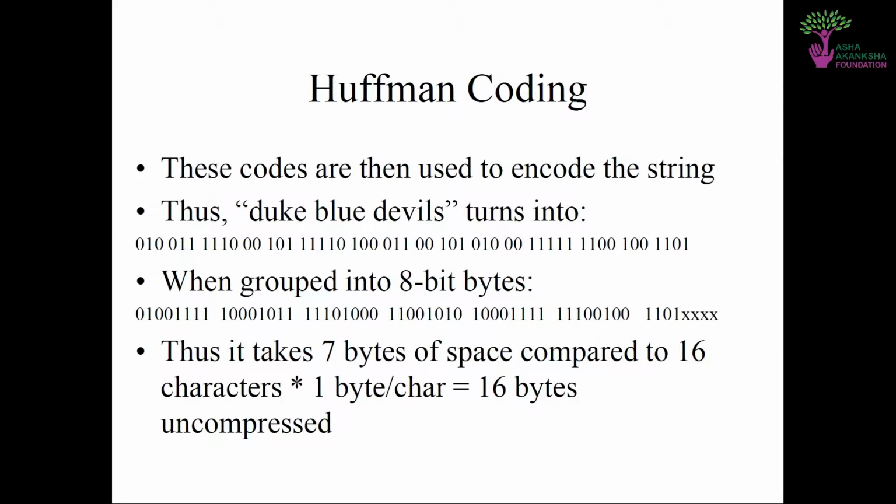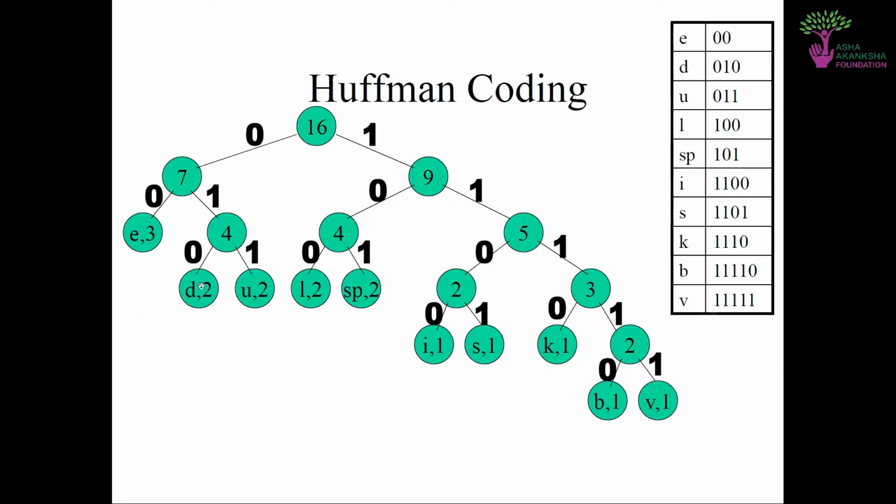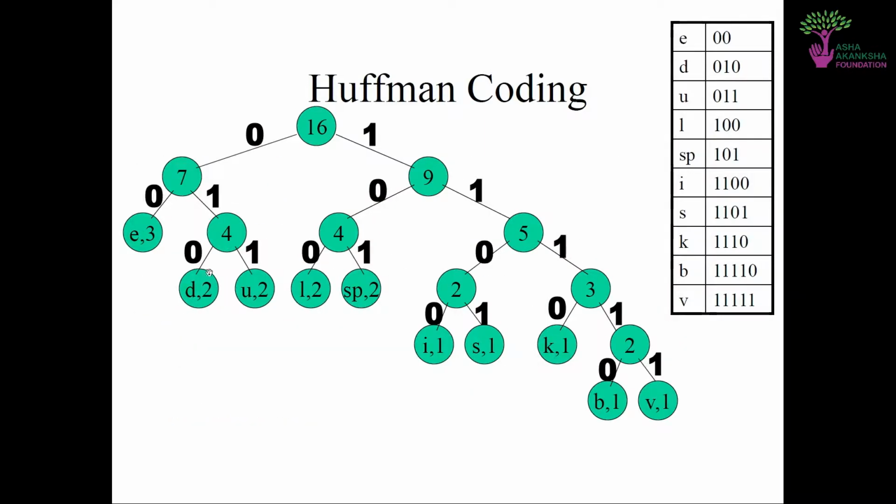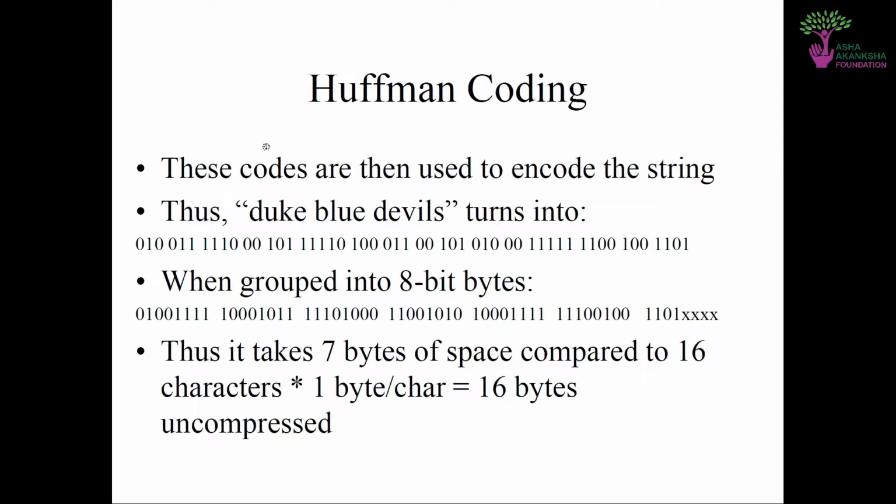So let's try to decode it. We encounter a 0 first. From the root we encounter 0, we go to the left. Then we encounter a 1, we go to the right. We come here to 4. Then we encounter a 0. And from 0 we get to D2. We know that this is a leaf node since it has no children. So we can decode that the character was D in this case. So we get D, and then we come back to the root node, and then we start for the next.